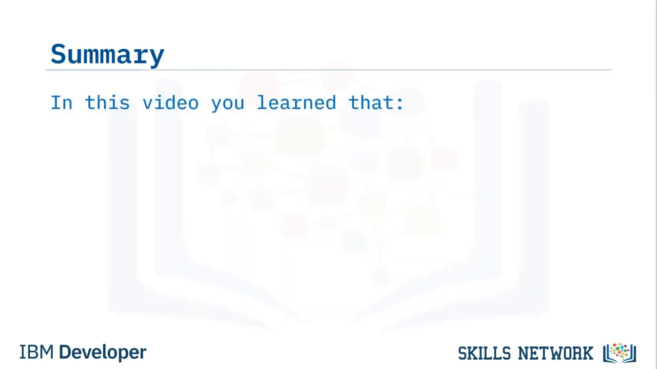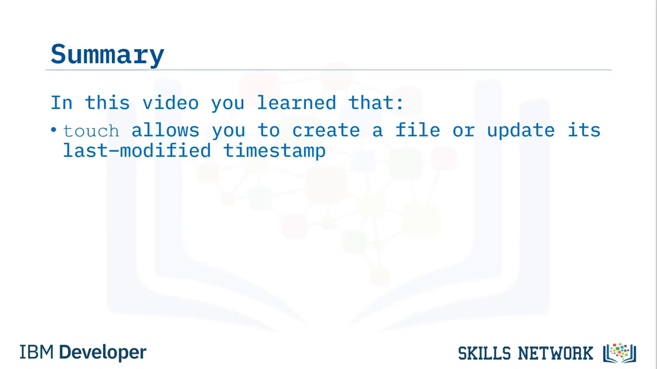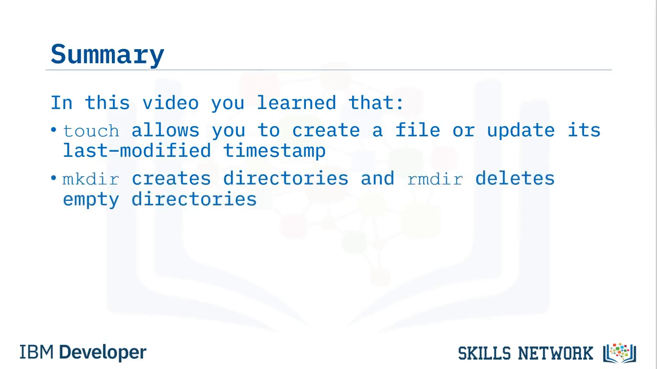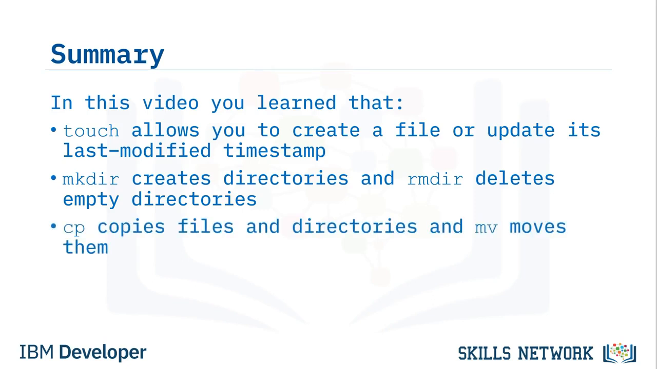In this video, you learned that you can use the touch command to create a new file or update the last modified date of an existing file. You can create a directory with the mkdir command and delete an empty directory with the rmdir command. You can use the cp and mv commands to copy, move, and rename files and directories. And you can use chmod to change read, write, and execute permissions on files.